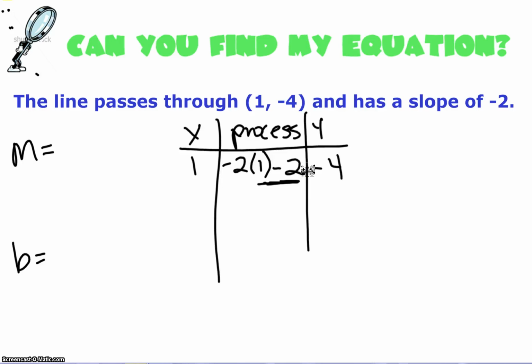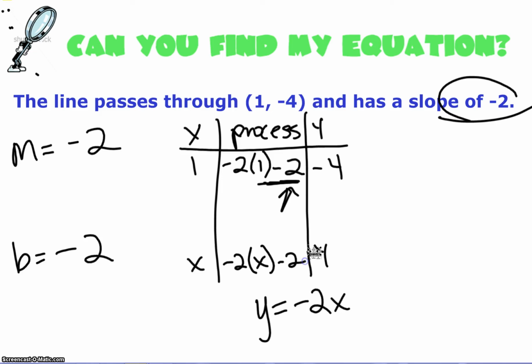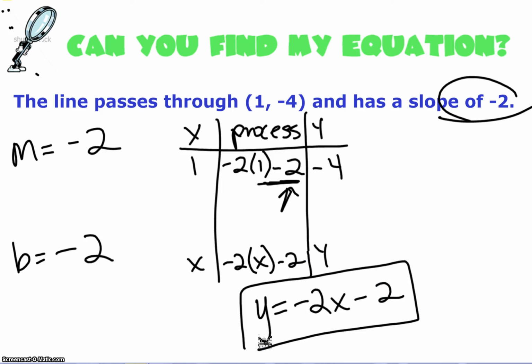So what is our m? -2. And what was our constant that we found? -2. So our equation is y equals -2x - 2. Remember, if we did this down here like we've normally been doing it, we would have -2x minus 2. So that's where those equations are coming from.